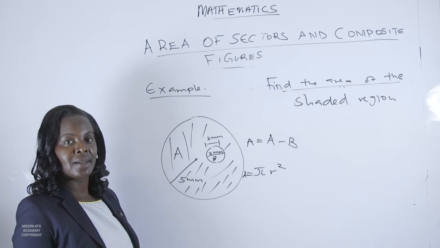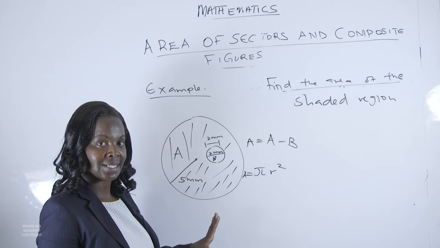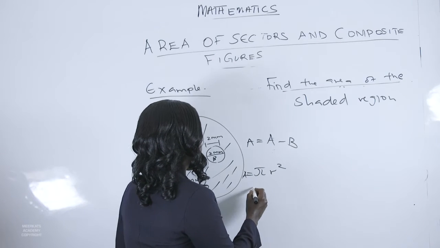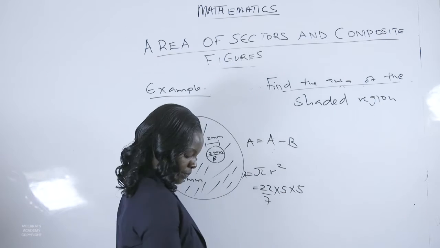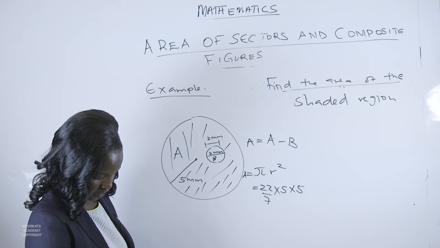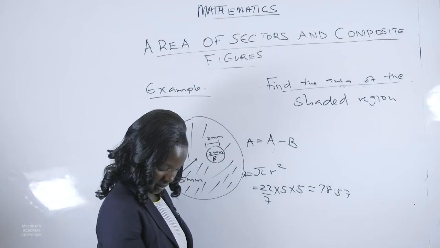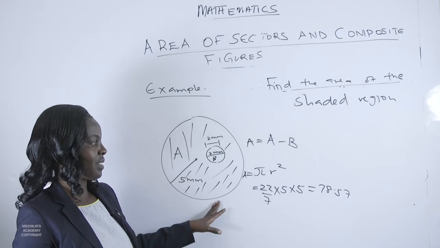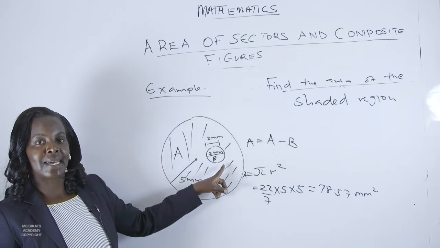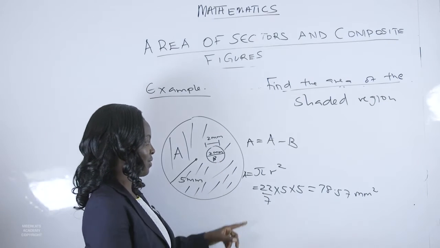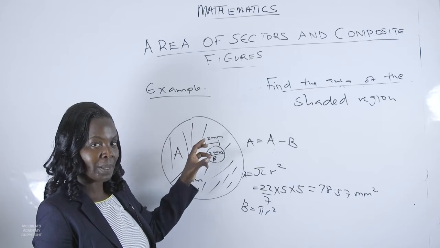We will get the area by using the formula pi r squared, because it is a complete circle. This is not a sector, it is a complete circle. If we calculate this, we get 78.57 square millimeters. Let us calculate the area of the smaller circle. Again, we still use the formula, because it is a smaller circle, but it is a complete circle.